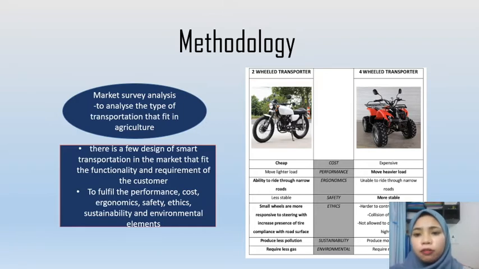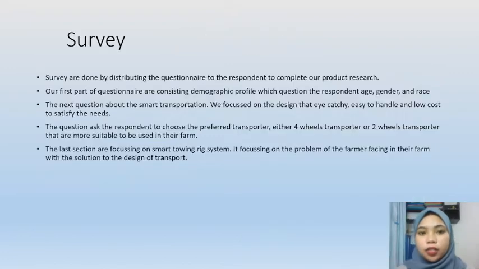So in terms of safety, the two-wheel transporter is less stable, but it's quite quick in transferring anything. And the four-wheel transporter is more stable, but it will take more time. Also, there are a few more elements that compare these two products. A survey has been done to collect information from the respondents. So we distributed the survey by giving out a questionnaire to the respondents in order to complete our product research.